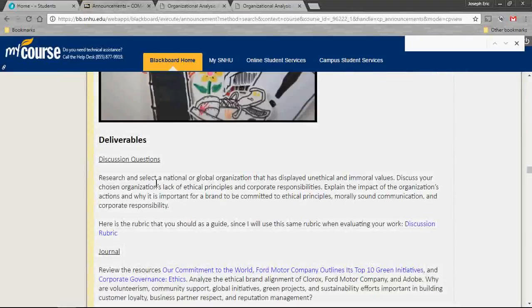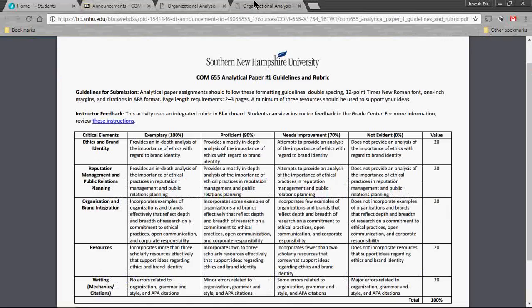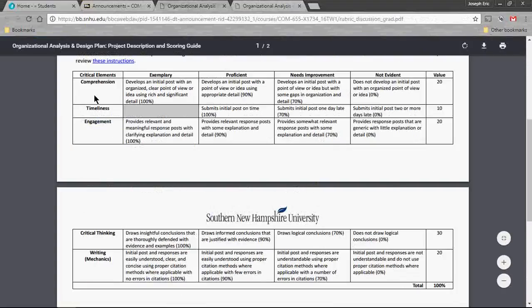When we go here, research and select a national or global organization that is displayed, etc., etc. You don't see that in the discussion question rubric. It's generic and used across a lot of different classes, okay? But still, understand what it is that you're supposed to do, what the critical elements are. One of the critical elements, and why I mention this, is timeliness. Submits initial post on time, 1 day late, 2 or more days late.